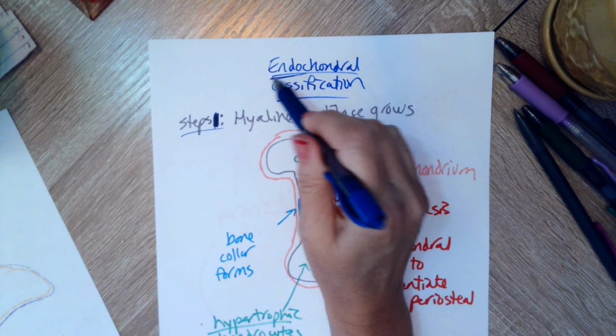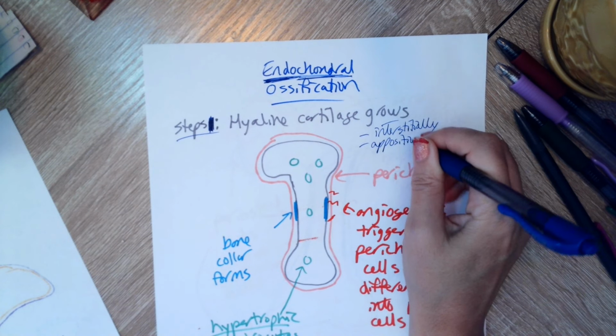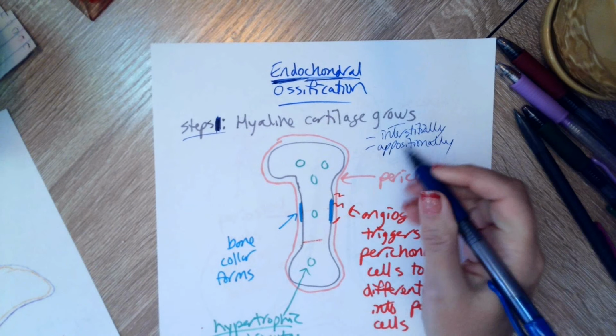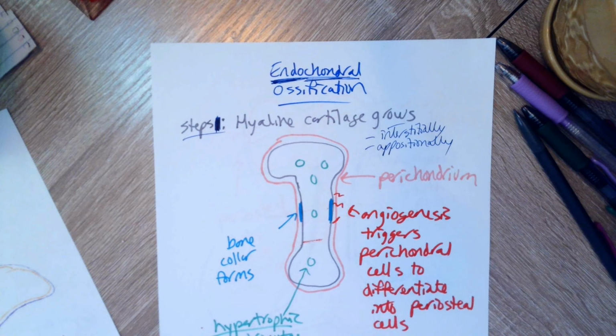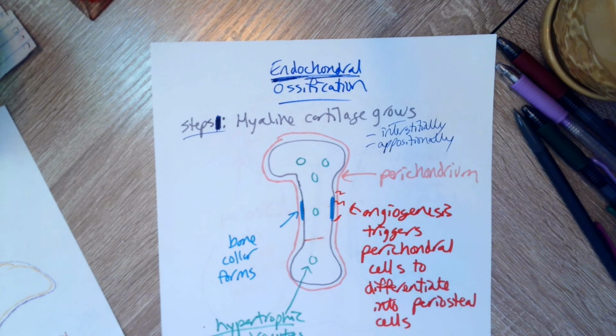grow the way the cartilage grows, which we know, both bone and cartilage grow interstitially, which means growth from the inside, and it also grows appositionally, which means surface growth, so growth on the outside. So the hyaline cartilage is going to be growing just like all of the fetus is growing, and while that's happening, a couple of different things are going to happen.